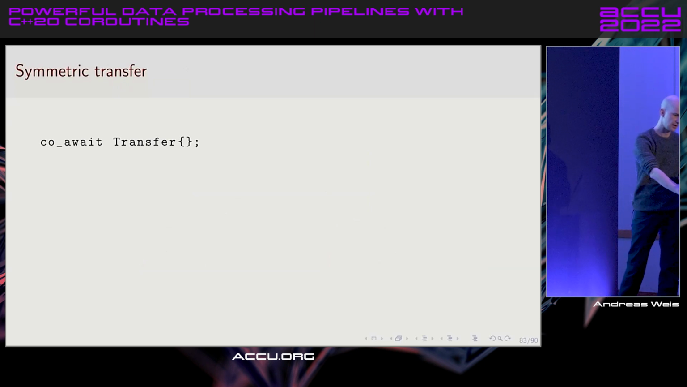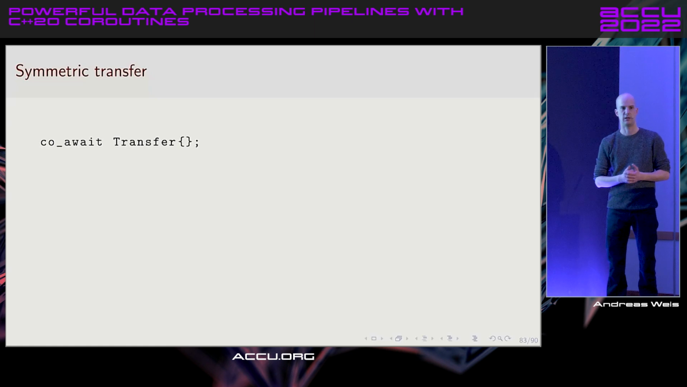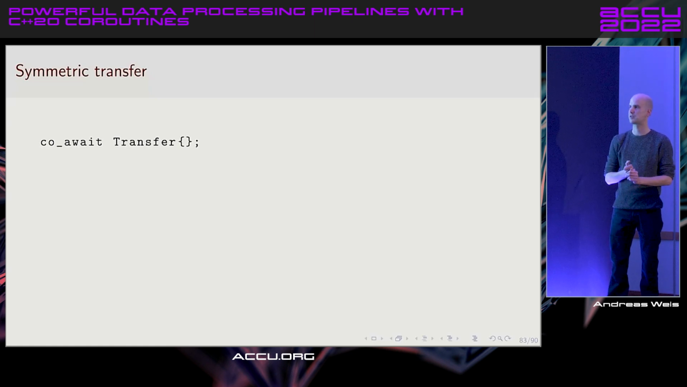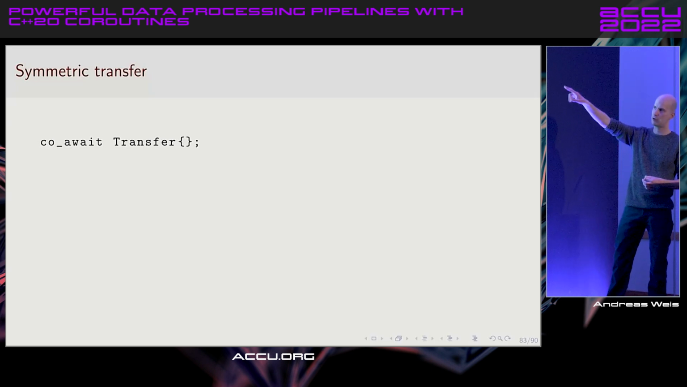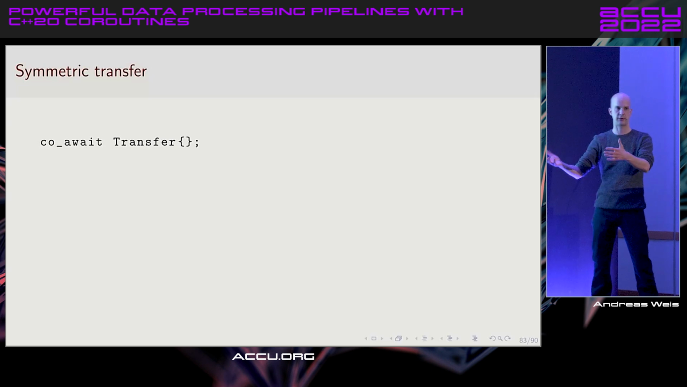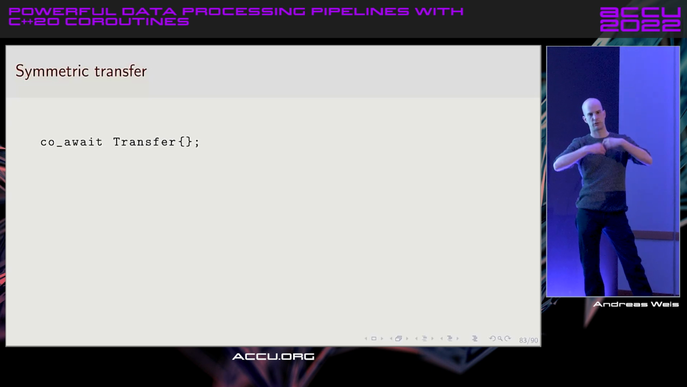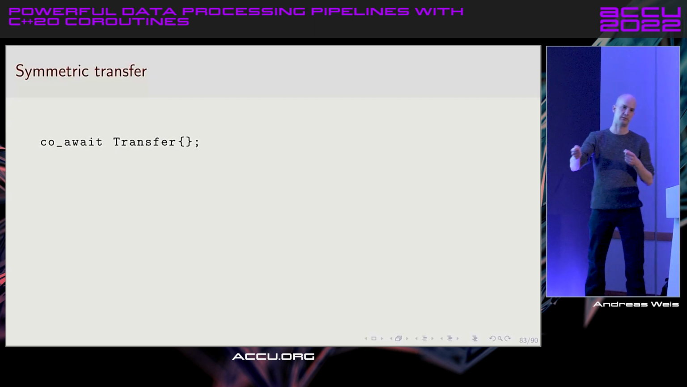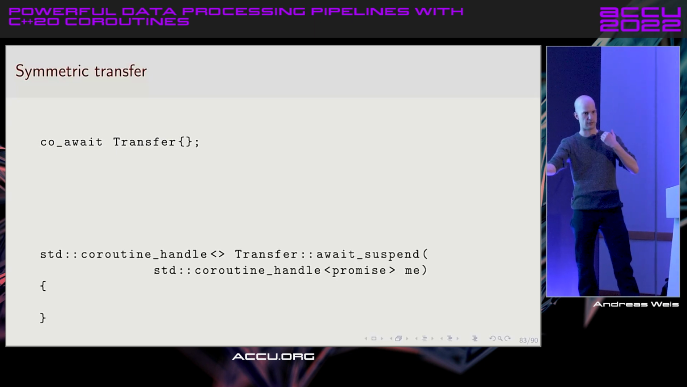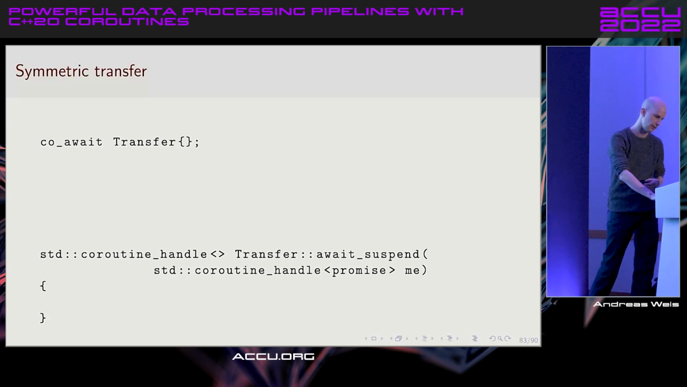And this is the last thing that I want to show you. This is called symmetric transfer. And this is a pretty interesting feature, and it's actually quite straightforward to implement. So what I want to do is, if I co_await on this transfer awaitable, I want to pass control over to another coroutine, right? Not to my caller, but to another coroutine. I'm trading places with this other coroutine.